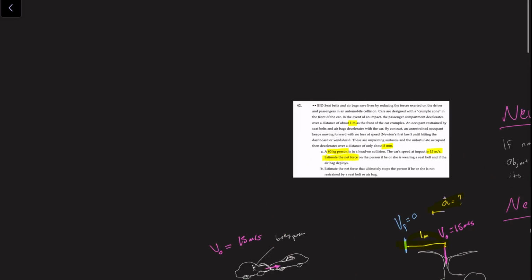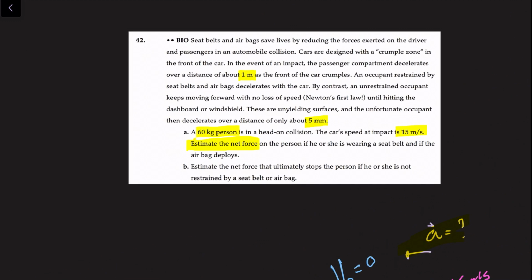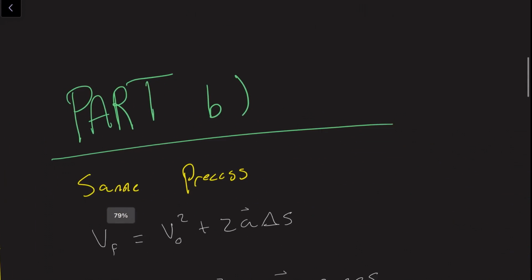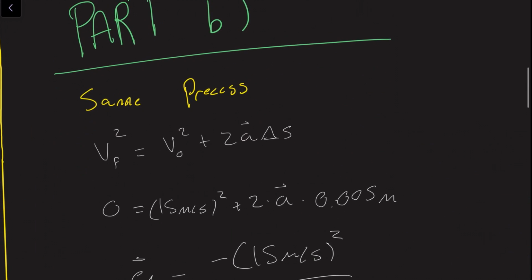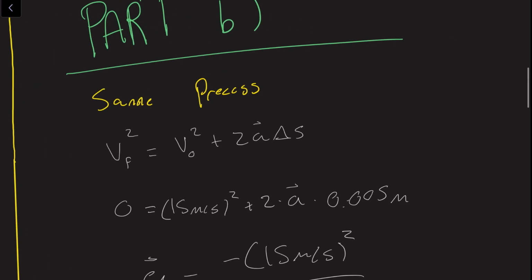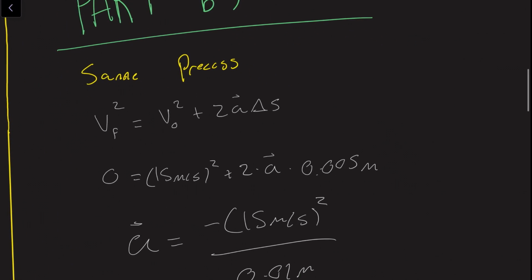We're going to go ahead and move on to part B. Estimate the net force that ultimately stops the person if he or she is not restrained by a seatbelt or airbag. So in this part, we see that they actually decelerate over about 5 millimeters, which is not enough time. So it's the exact same process. We're going to set up that same F net equation, and then we're going to do the same kinematic, and we're just going to plug in our initial velocity. We know our final velocity is 0 because we're asked when the car stops.